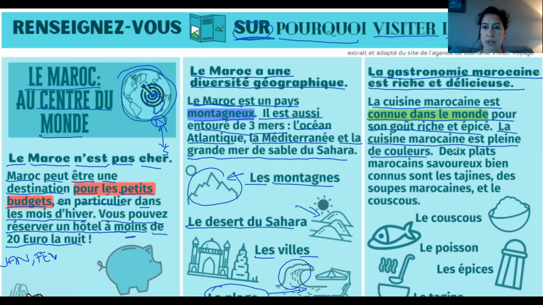couleurs. 2 plats marocains savoureux bien connus. Alors, bien connus, on peut dire populaire. Bien connus, c'est populaire. Sont les tagines, des soupes marocaines et le couscous. Alors, le couscous, le poisson, les épices, le tagine. Okay.